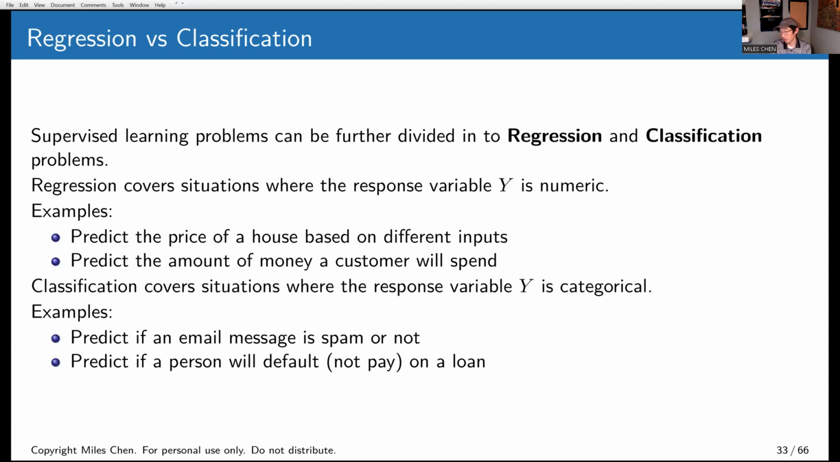Is someone going to default on a loan? So if somebody borrows money, now you have to make payments every single month. Can we predict if they're going to miss a payment? We can say, well, based on their income and their credit score and this and that, we'll try to predict whether somebody will default or not. That would be a classification problem.